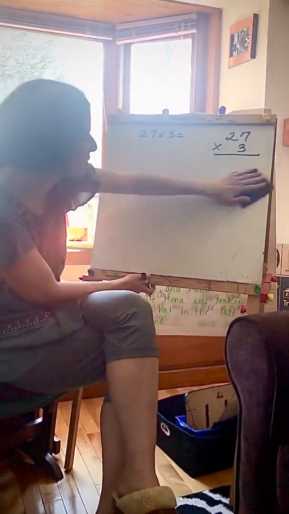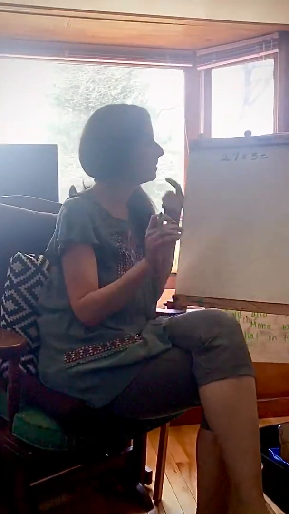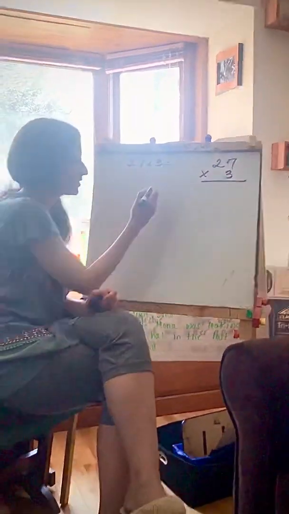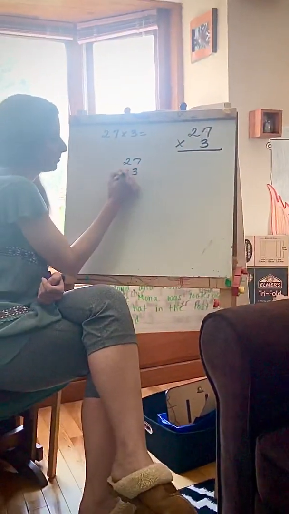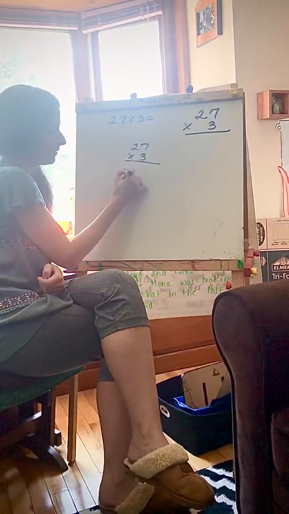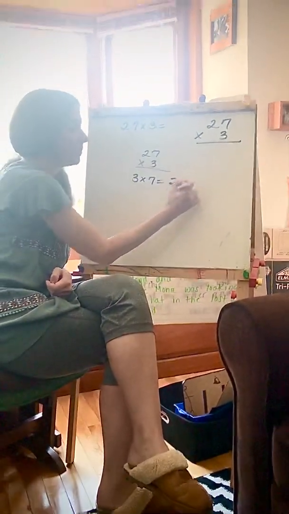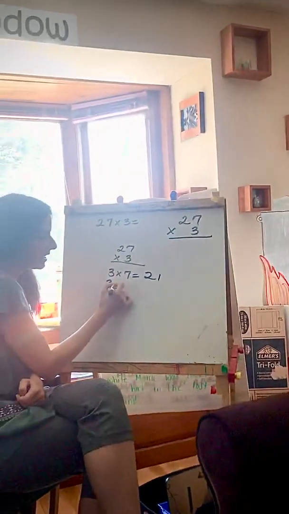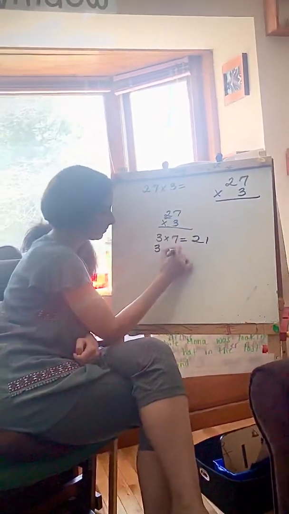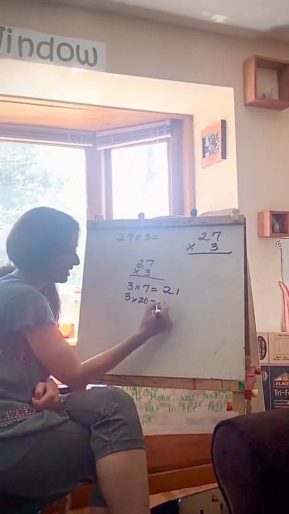Another way you could do this in your head mentally, but I'm going to write it out. This is mental math. It's called partial products. What we do is we decompose the number. So you rewrite the equation, and you do 3 times the 7, which is equal to, you need to know your facts, 21. Then you do 3 times that number, which is 20. Cover that 0. 3 times 2 is 6. Add the 0 back is 60.